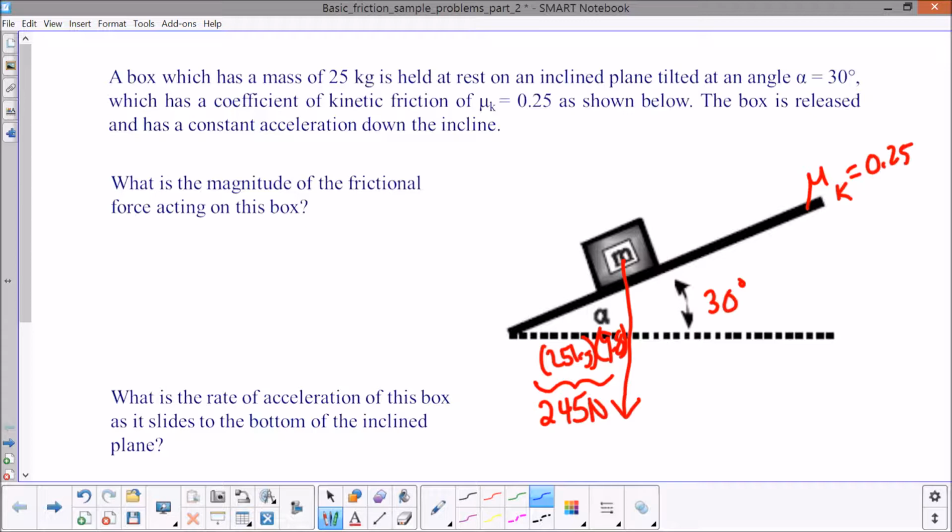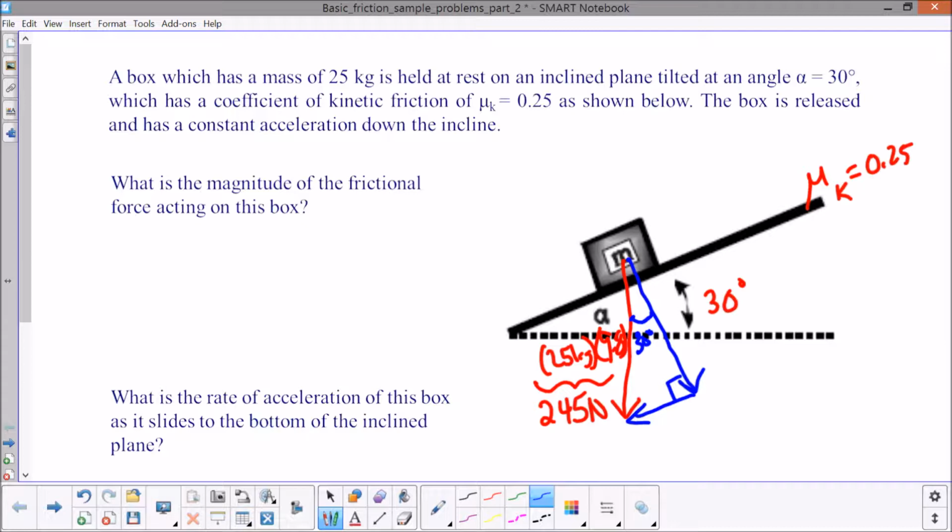The next thing to do is to break the weight of the box into components. We break it into a component that's perpendicular to the ramp, and we break it into a component that's parallel to the ramp. Again, this is the right angle. This angle right here is 30 degrees. It's the same as the angle of the incline.